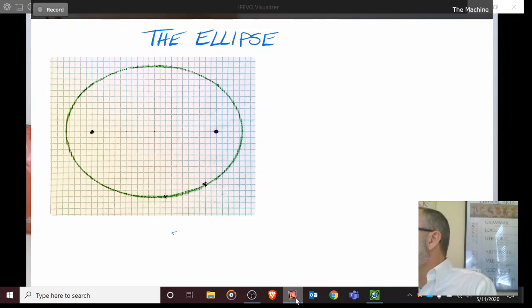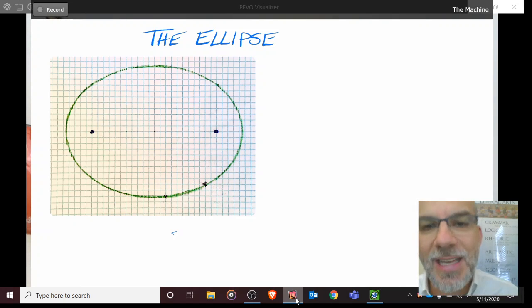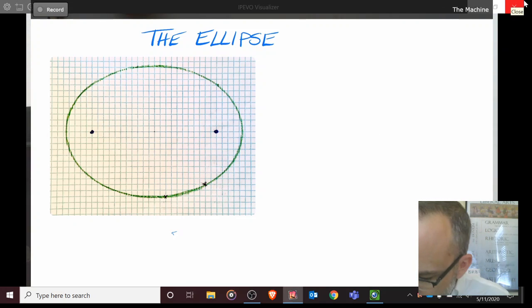A couple things. First off, every ellipse has a center. And it's not the 2 points. The 2 points there that I measured the distance from, those are called foci. So this is a focus.